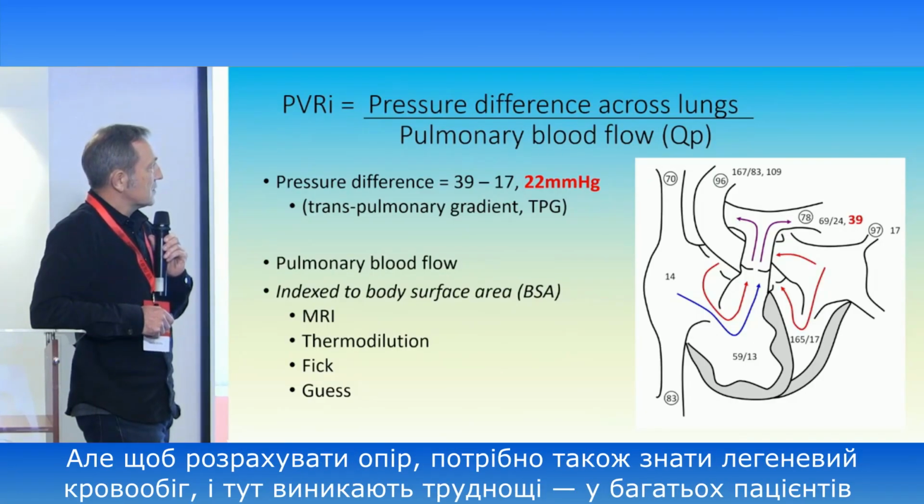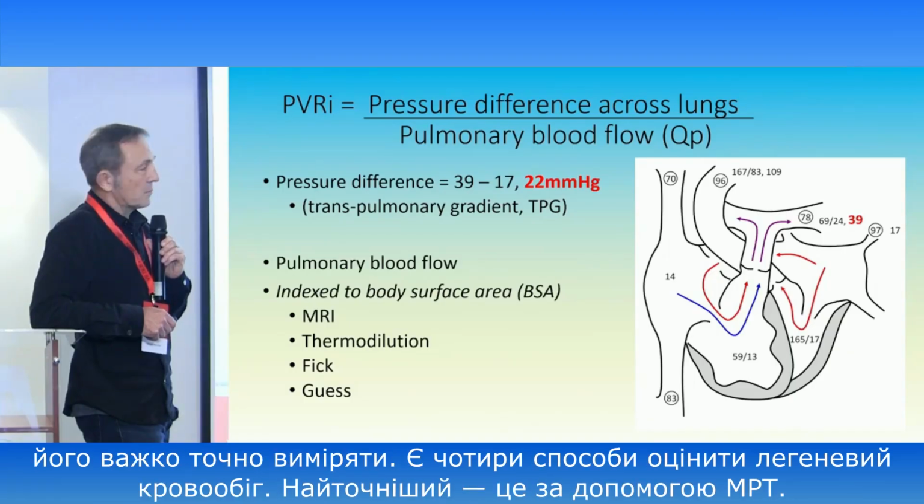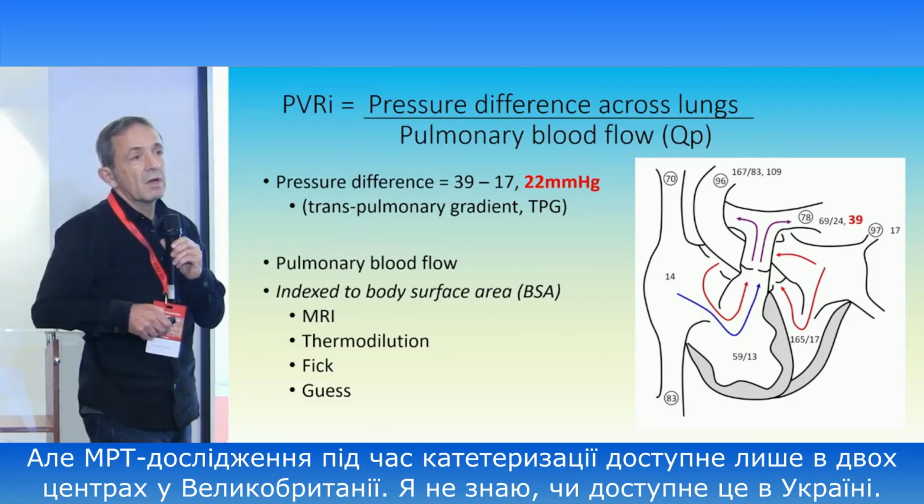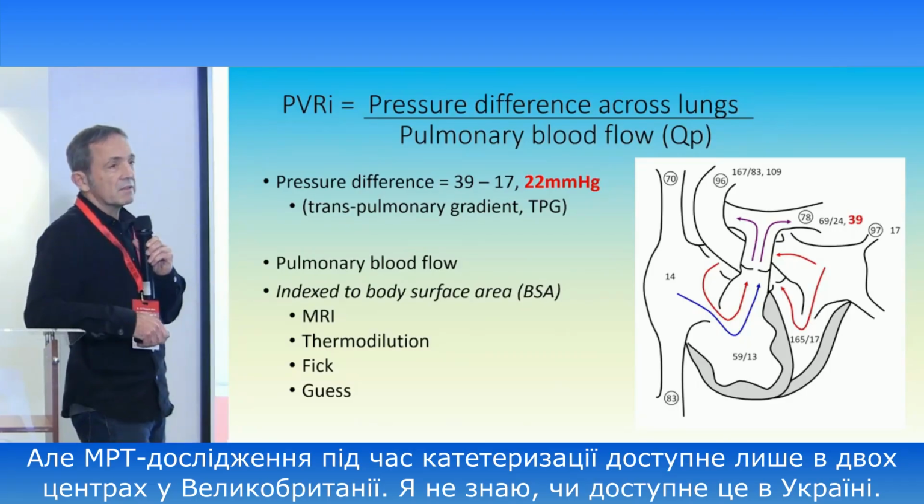To measure the resistance, you also need to know the pulmonary blood flow, and this is really quite difficult in a lot of patients to measure. There are 4 ways of measuring pulmonary blood flow. The most accurate way is MRI, which most places don't have. Only 2 units in the UK have it.